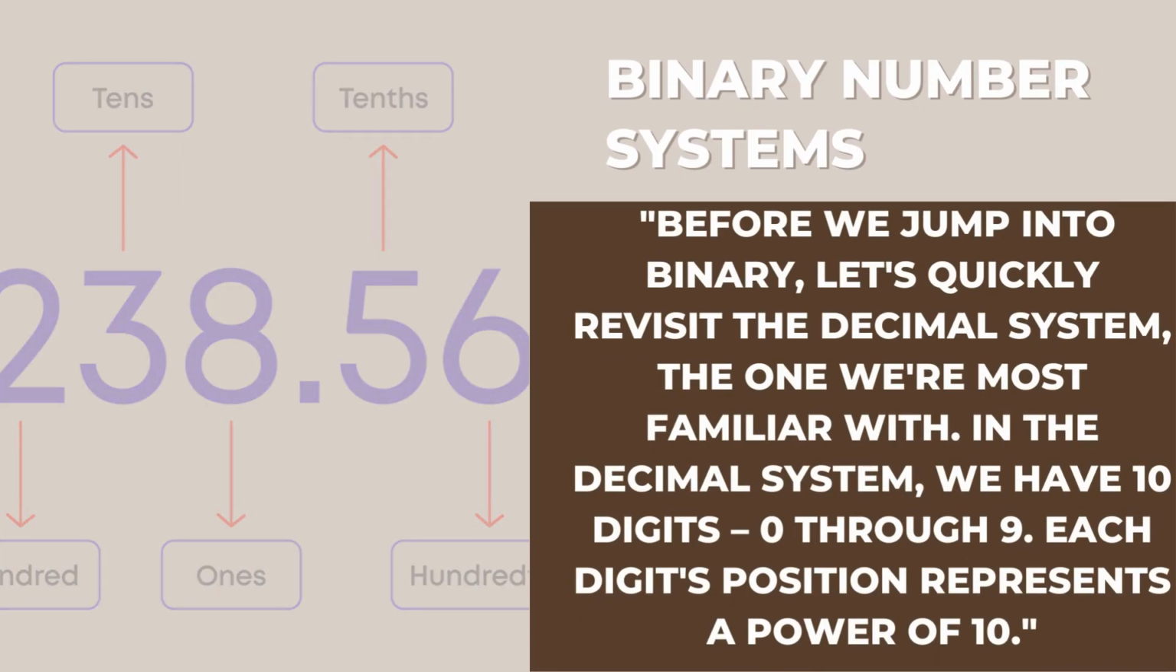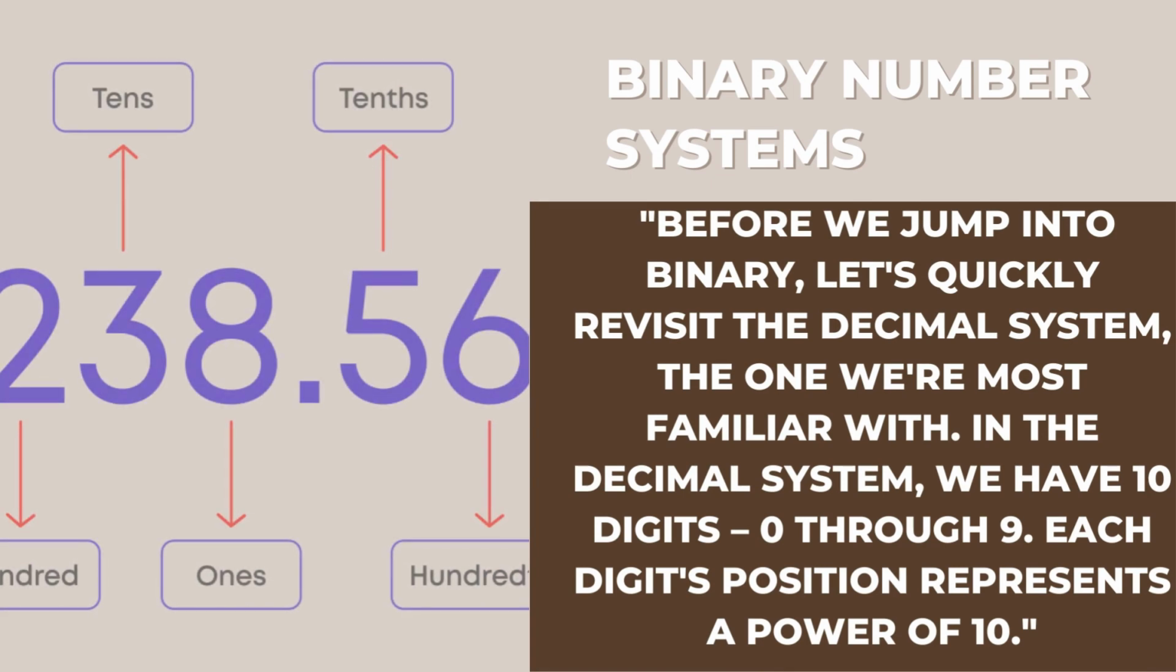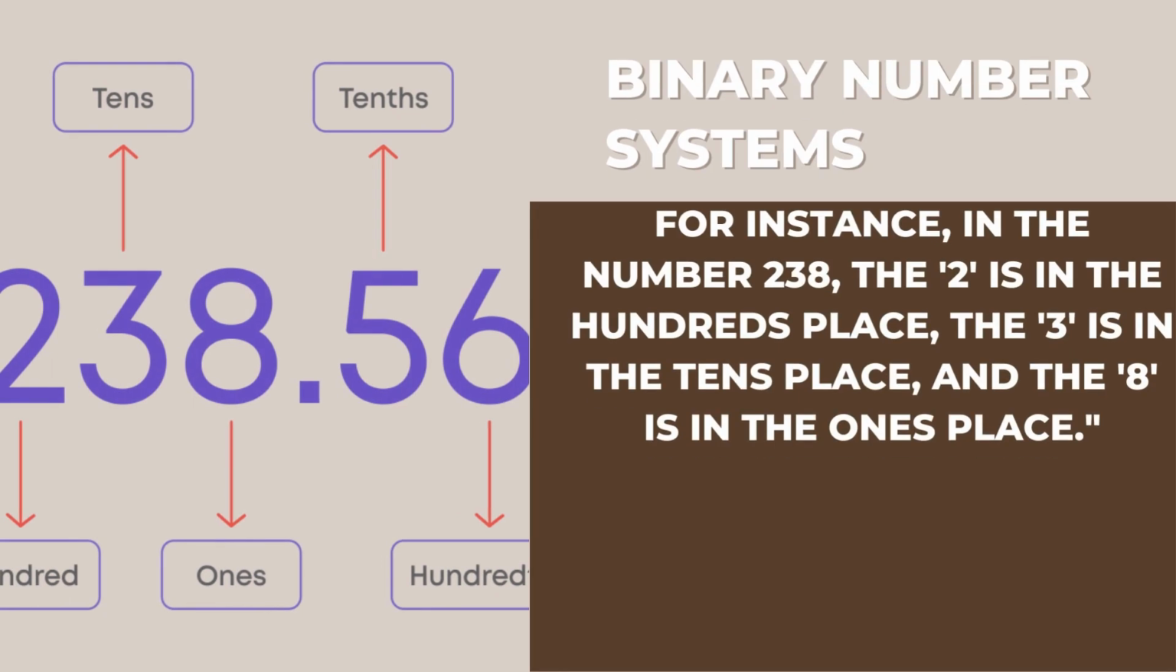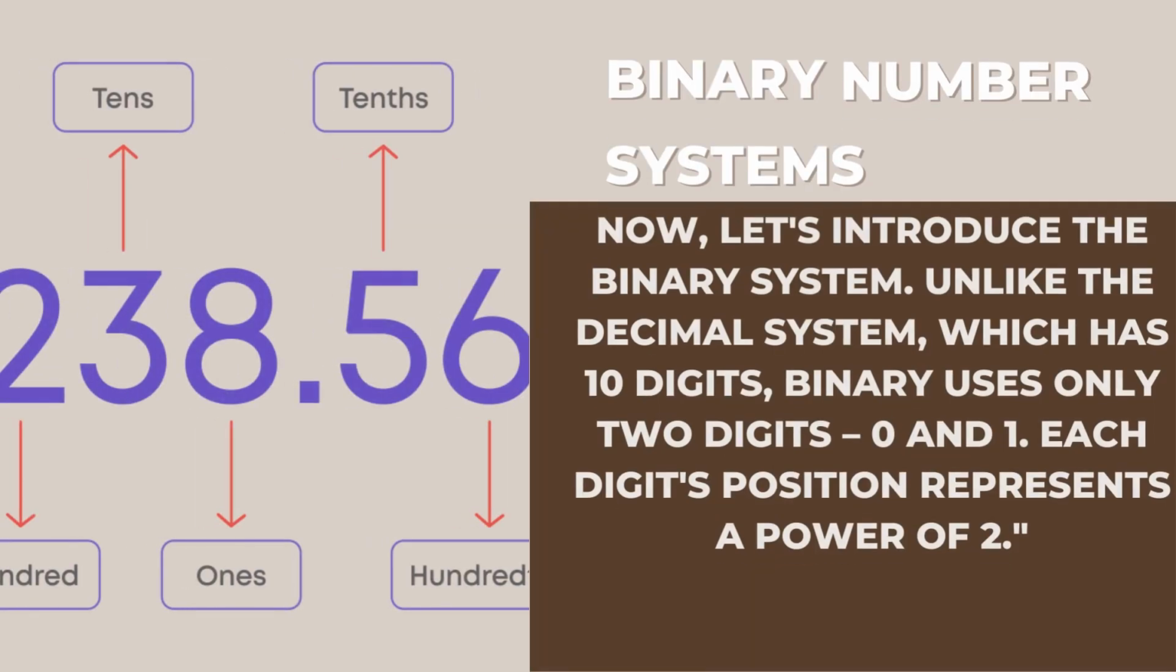Binary number systems. Before we jump into binary, let's quickly revisit the decimal system, the one we're most familiar with. In the decimal system, we have 10 digits, 0 through 9. Each digit's position represents a power of 10. For instance, in the number 238, the 2 is in the hundreds place, the 3 is in the tens place, and the 8 is in the ones place.